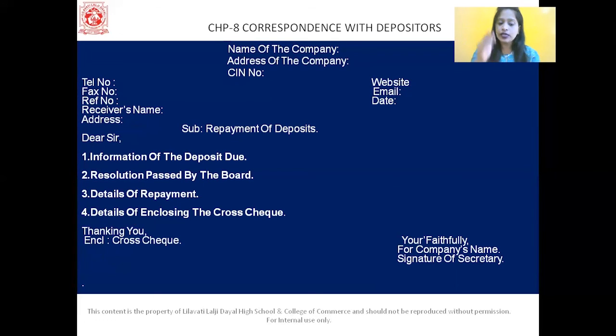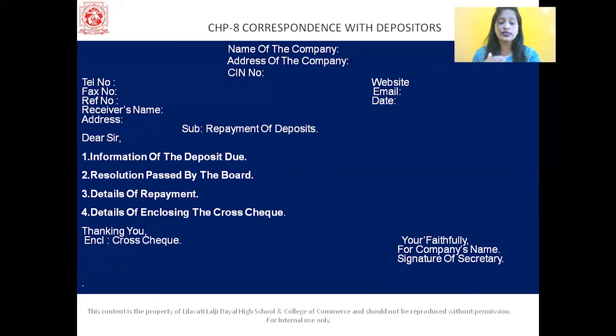Again, in details you have the columns that we have. First one is the tenure of the deposit. Second is fixed deposit receipt number. Third, deposit amount. Fourth, the rate of interest. Fifth is the maturity period. Then you have the TDS that will be deducted, the net amount, and the due date of deposit.